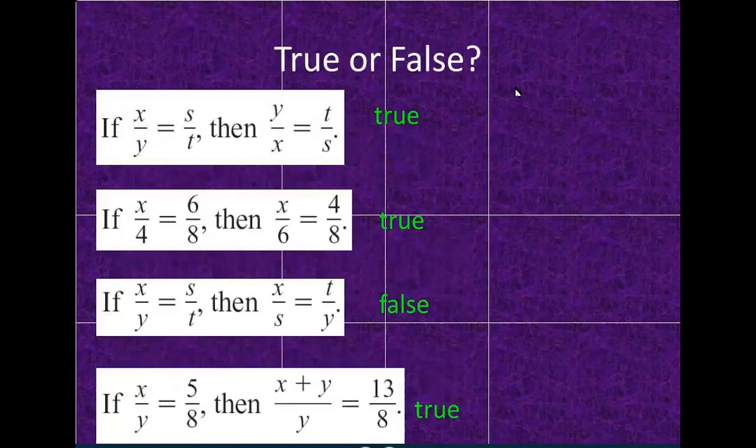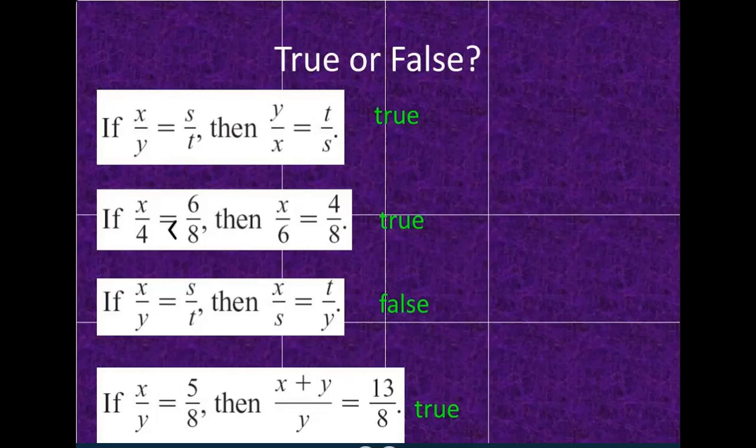Here in this next question, we want to know if it is true or false. X over y equals s over t. Then y over x, we use the reciprocal property, equals t over s. Yes, it's true.